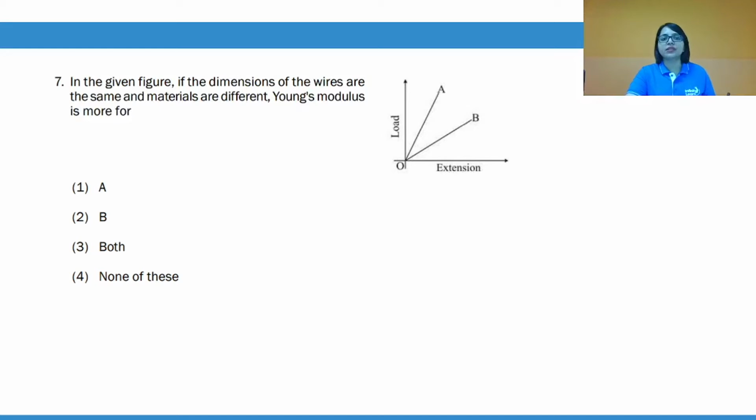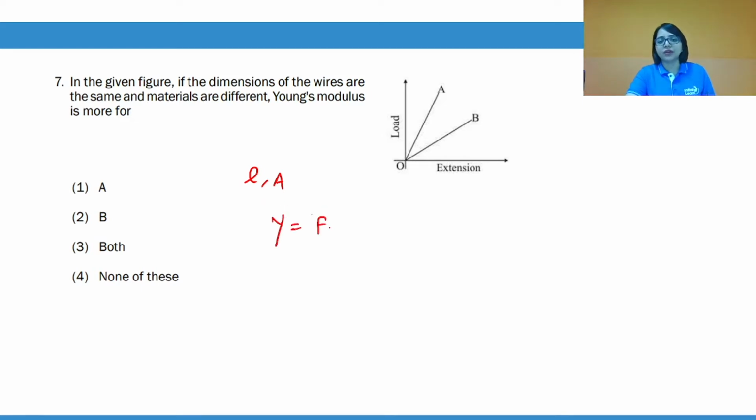Next is question number 7. In the given figure, if the dimensions of the wire are the same and materials are different, Young's modulus is more for what? So this is a load versus extension graph, and the dimensions of the wires are the same. That means length and area of cross section of the wires are the same, right? We need to find the comparison of Young's modulus of wires A and B, right?